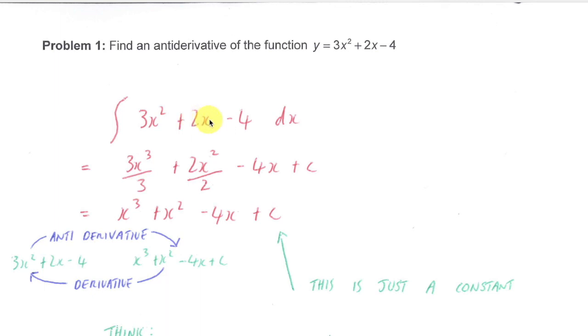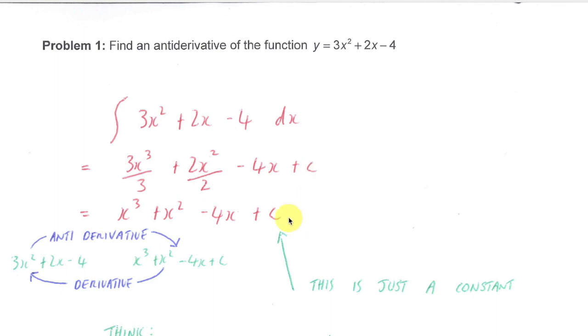I have 2x. So I raise the power up by 1, so it becomes 2x squared. And because that's now a 2, I divide by that 2. Minus 4, that's just a constant, so that just becomes minus 4x. I also add on an unknown constant c here. I don't know what that is. I'll need more information to determine what that is.